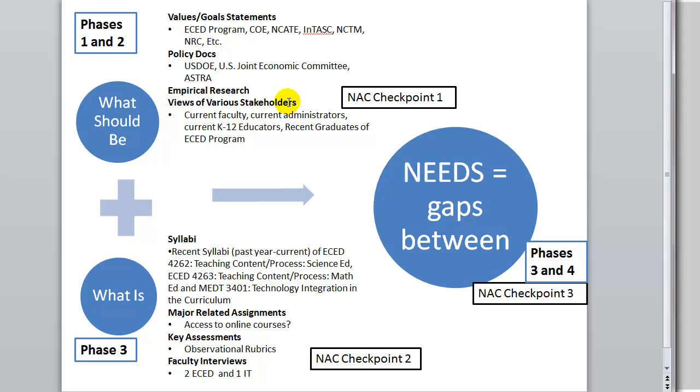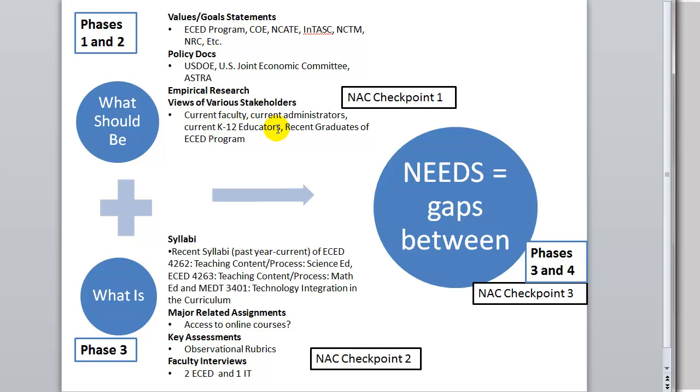I'm also looking at views of various stakeholders, so this is where interviews come in. This will include current faculty in the early childhood program that teach math and science, and current administrators. I'm going to actually talk to probably the department head of the program and two other administrators as well, and ask them what these early childhood candidates should know and be able to do in relation to technology integration in STEM subjects.